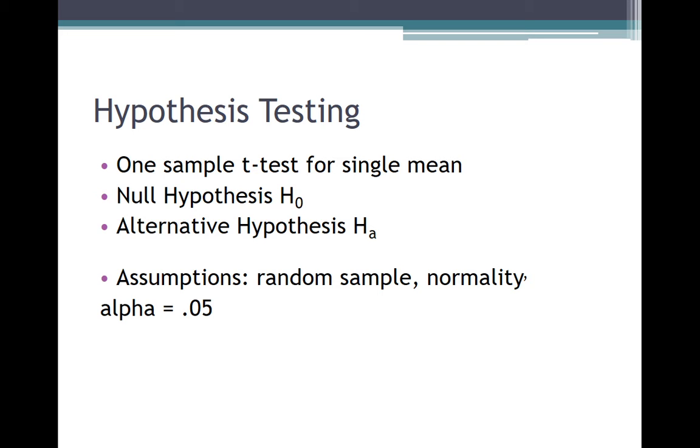So then we look at the assumptions. We have to look at randomness, normality, and maybe the level that we're going to check. In this case, we're going to check at 0.05. And then we're going to look at the results.